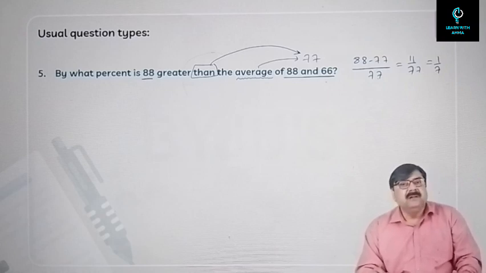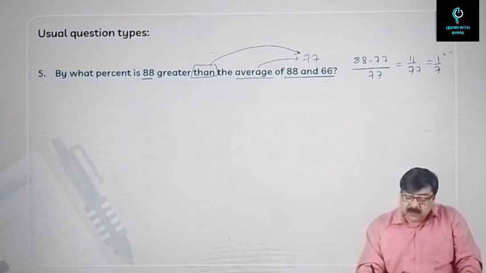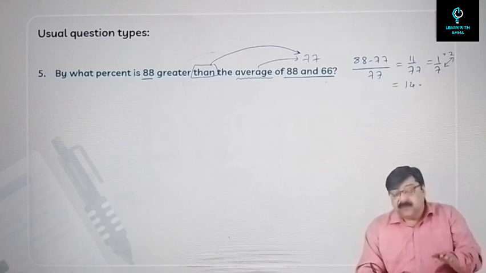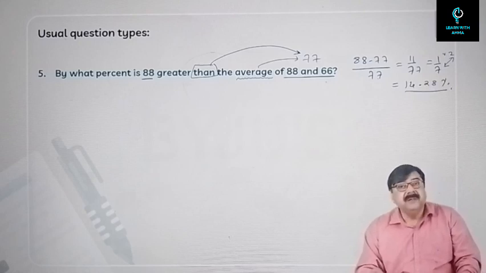And for any number which has 7 in the denominator, if you remember from the percentage chapter, you have to double the numerator and then multiply with 7. So 7 into 2 is 14, and then double the 14 to get 28. So 14.28% shall be the answer here.